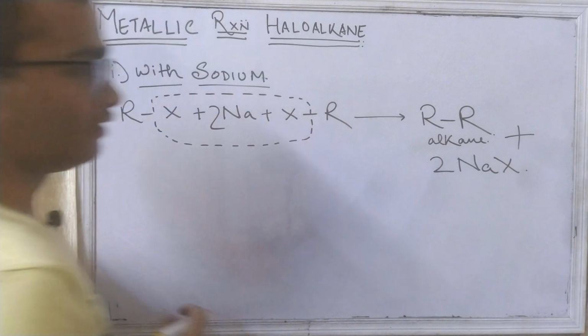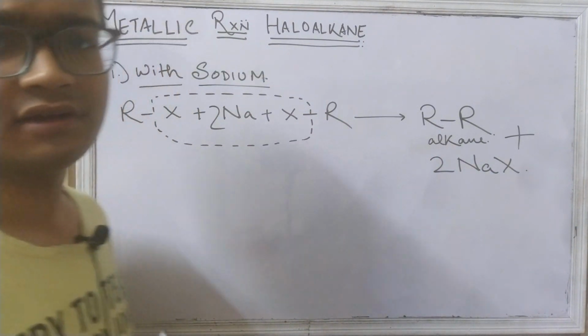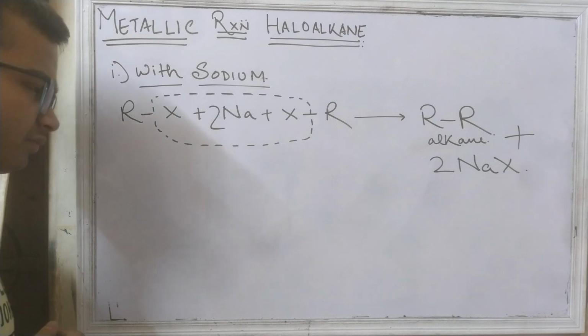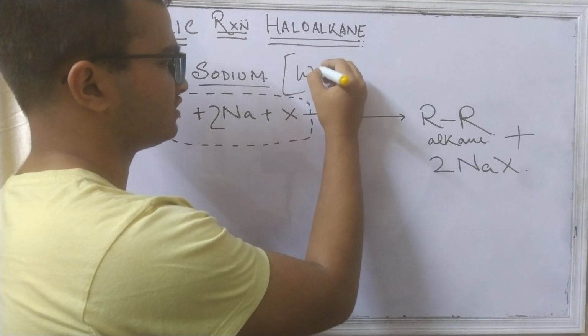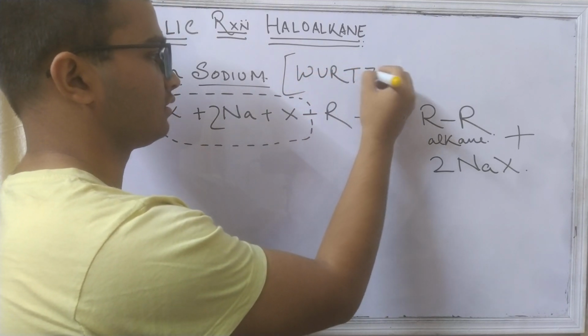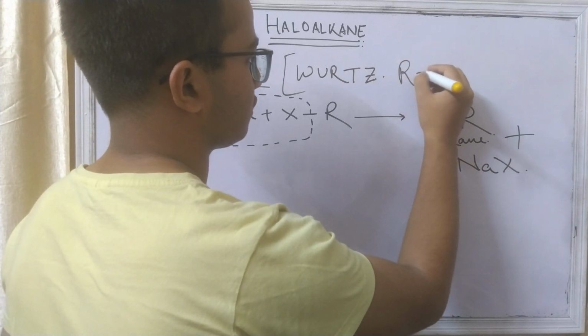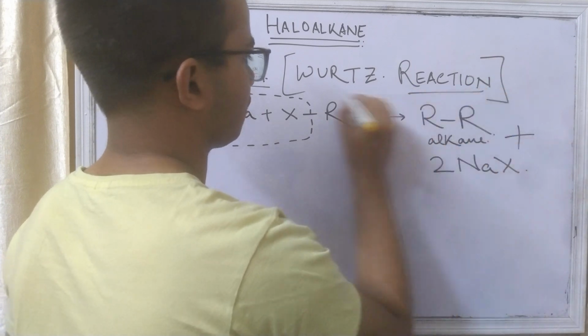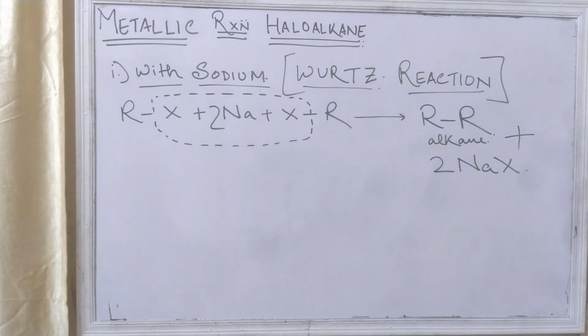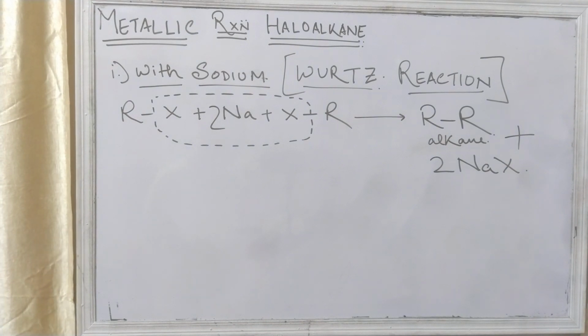Now you should be familiar with this reaction from class 11 about the preparation of alkane. This reaction also has a name which is called the Wurtz reaction. So the reaction of alkyl halide with 2 moles of sodium gives alkane and 2 moles of NaX, X being the halogen, and the reaction which we do is called the Wurtz reaction.